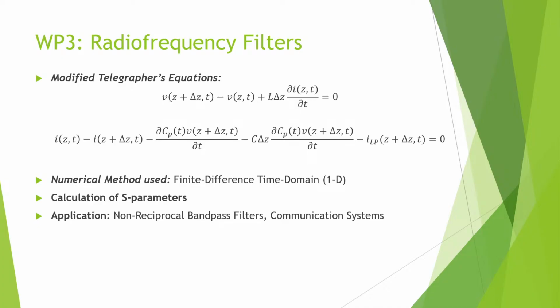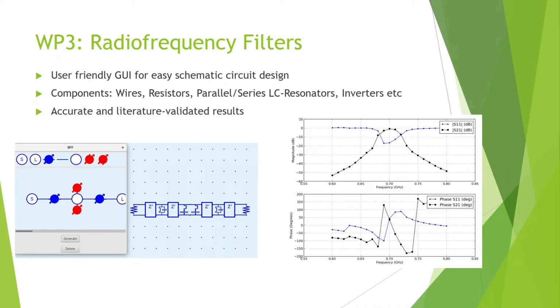Starting from WP3, the radio frequency filter, we have utilized the modified telegrapher equations for the voltage and the current, as you can see. In order to model RF filters, we utilized the finite difference time domain in one dimension and calculated the S parameters. And we applied this software on non-reciprocal bandpass filters for communication systems. We utilized a user-friendly graphical user interface for easy schematic circuit design, and we added components such as wires, resistors, parallel and series LC resonators, inverters, etc.